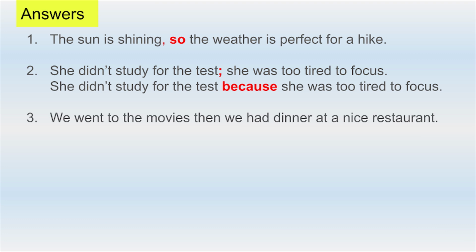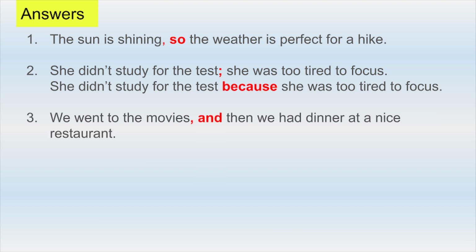Number 3, we went to the movies, then we had dinner at a nice restaurant. This is a fused run-on sentence. To correct this, we will add the coordinating conjunction "and". So we will place a comma after "movies" and add "and". We went to the movies, comma, and then we had dinner at a nice restaurant.